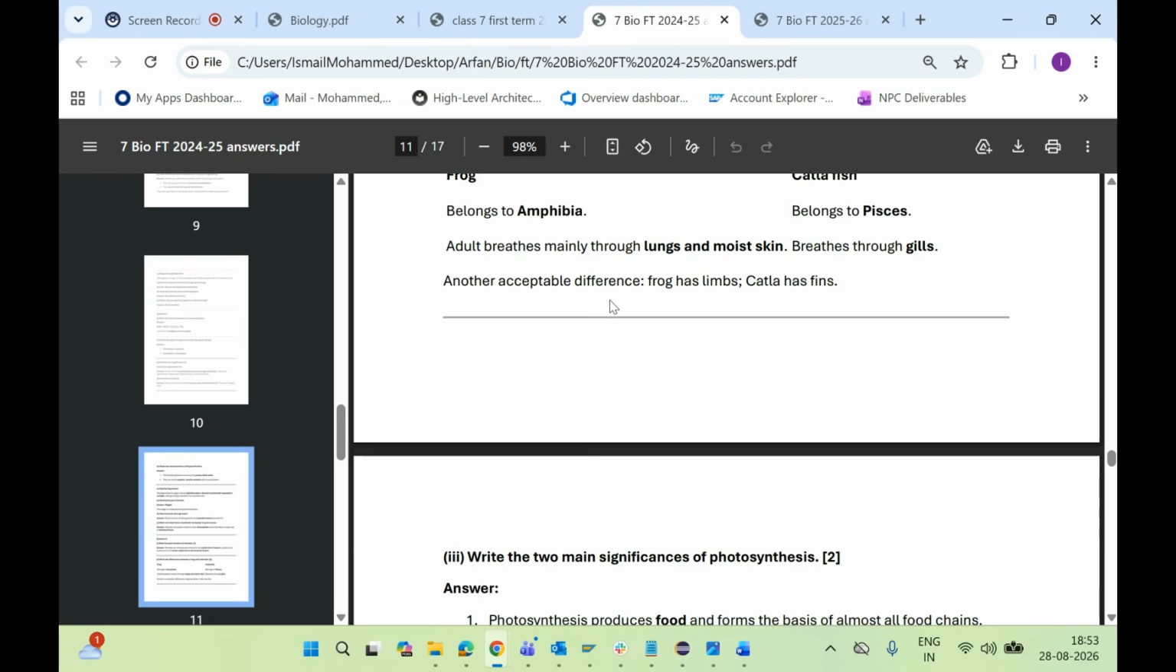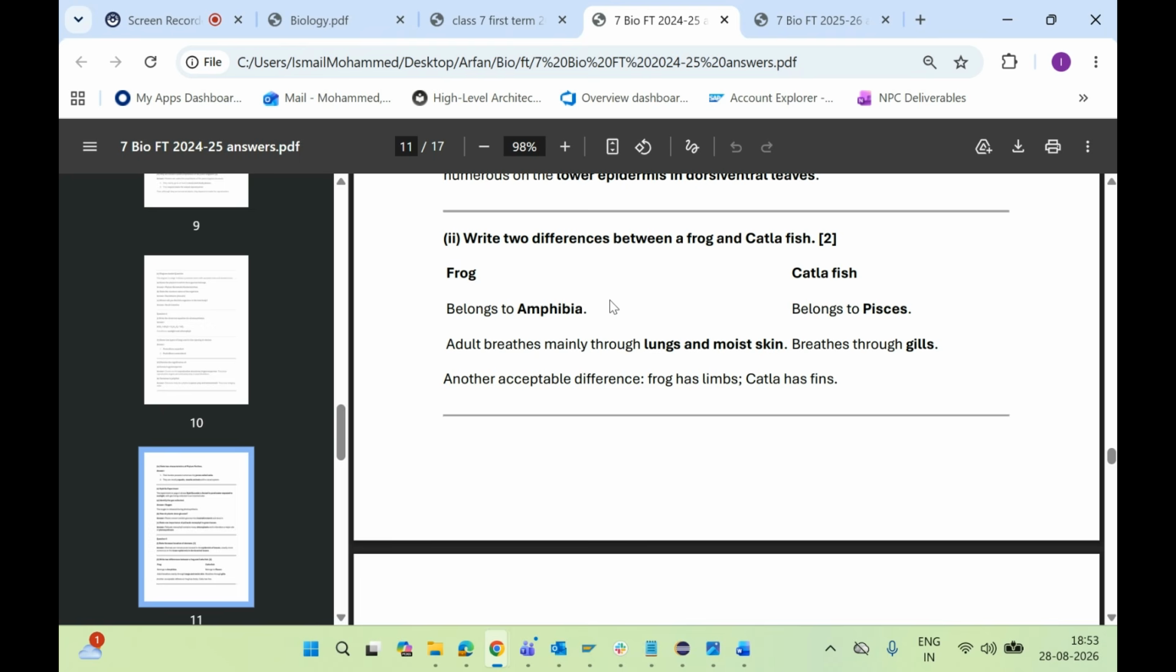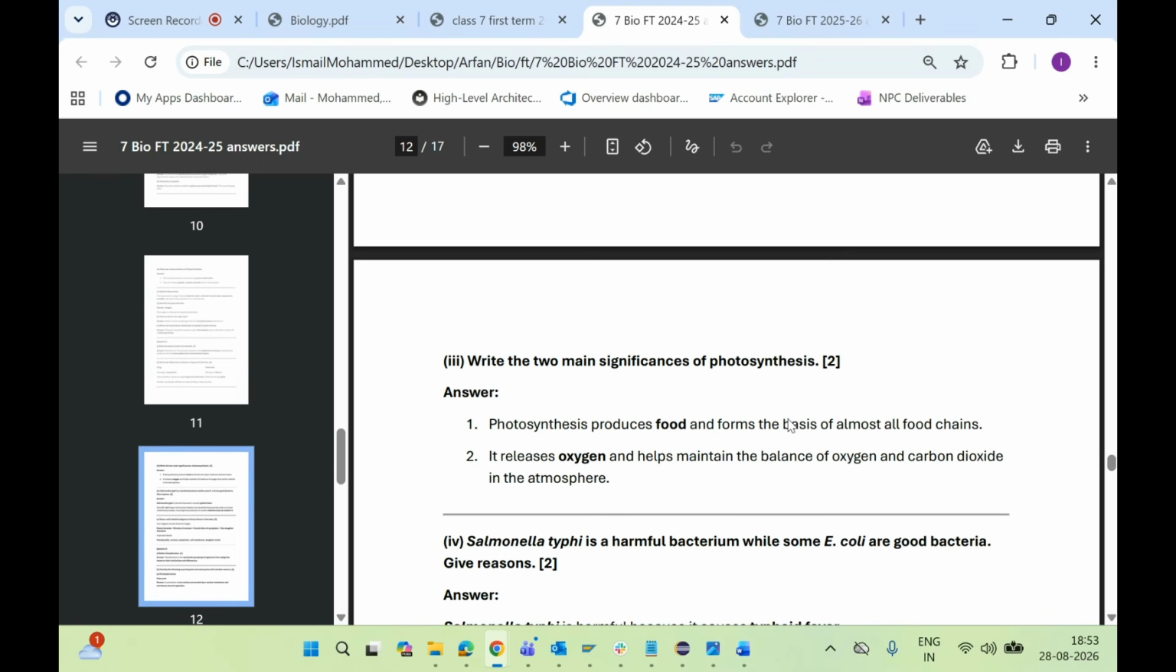Two differences between frog and cuttlefish. Frog belongs to Amphibia, cuttlefish belongs to Pisces, one type of the Animalia kingdom. An adult frog breathes mainly through lungs and moist skin, whereas this fish breathes through gills. Okay, and this frog has limbs, whereas this has fins. So you can write any two.